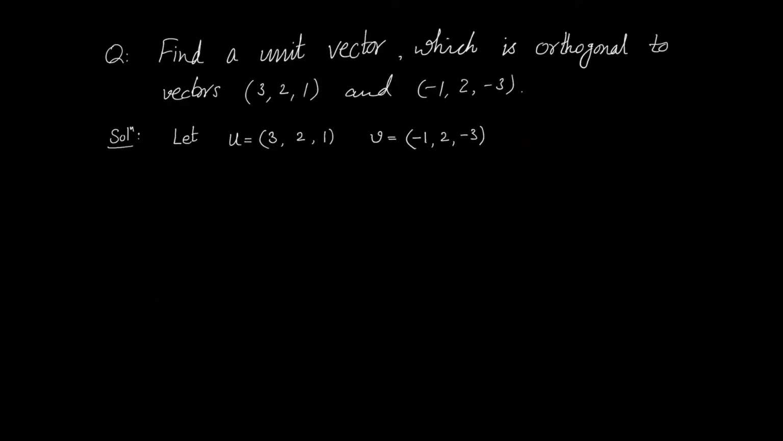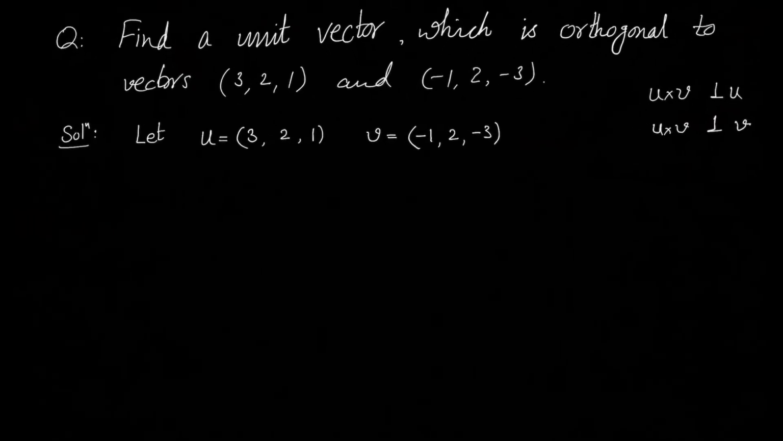Because we have to find a unit vector which is orthogonal to the vectors u and v. Orthogonal means this vector must be perpendicular to u and v, and we know that the cross product of vectors is orthogonal to u and orthogonal to v. So first we have to find the cross product of the vectors, and then we will normalize it. We have already discussed how to do the normalization of a vector.